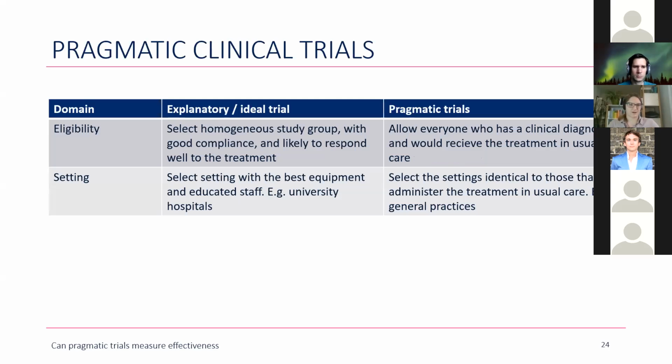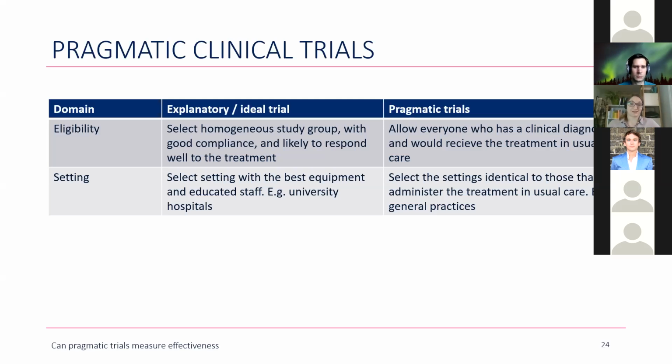Now, pragmatism, however, does not stop with eligibility. It concerns, for example, also the setting. So for explanatory trials, the settings that are chosen are usually university hospitals, because at university hospitals is the staff who knows how to do research. But it happens that university hospitals are very well equipped. They have on average very well educated staff. So you might expect that these provide an above average level of care.